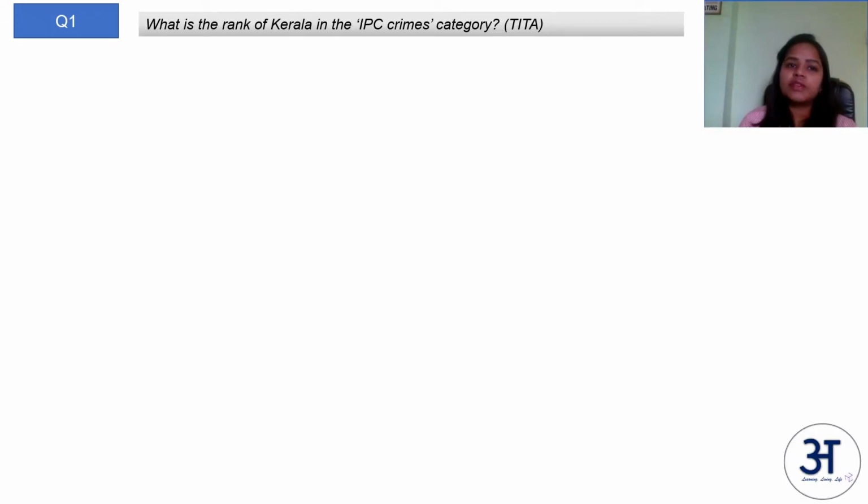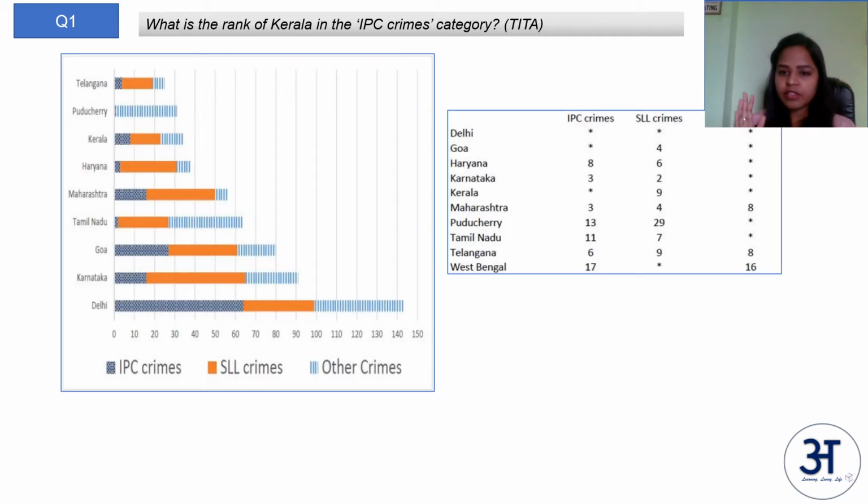Let's look at the first question. What is the rank of Kerala in the IPC crimes category? Let us first look at both the tables. You should clearly remember that it is given in the question that the ranks are given taking into consideration all the states and UTs, not only these 9 or these 10, right? What I will do now is first look at the first table and see if I can get the order in terms of IPC crimes. Then I will correlate it to the numbers given for the ranks of different states in IPC crimes, and see if I can get some input from there.